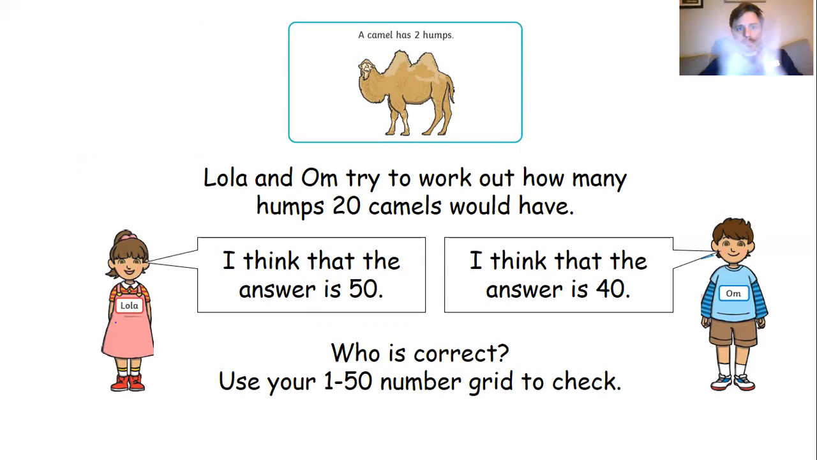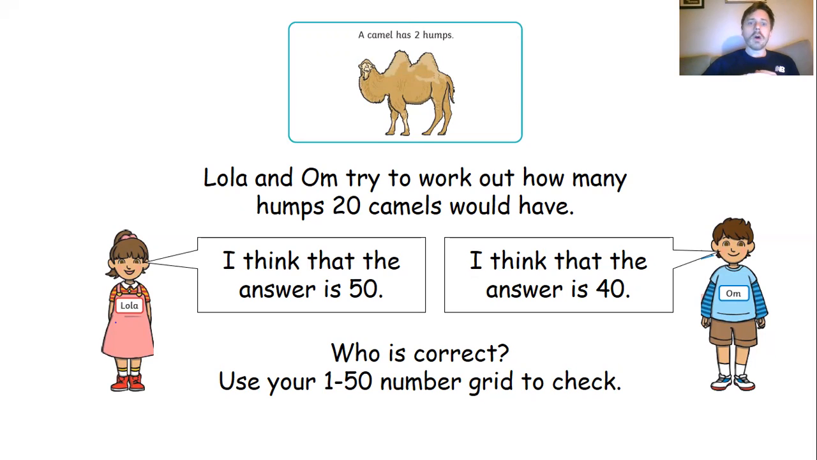Okay, so here we have 2 people. We have the lovely Lola and a friend, and they are talking about camels. Why are they talking about camels? Because this type of camel has 2 humps, carrying on our theme of counting in 2s. Now, this one is going to be more of a challenge because it's going to go past 20. So you really need that 1 to 50 number grid ready.